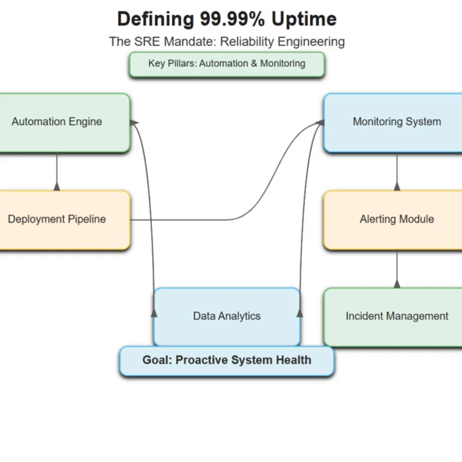Welcome, everyone. Today, we're diving deep into the SRE toolkit, exploring essential strategies to achieve that coveted 99.99% uptime. This isn't just about keeping the lights on. It's about engineering a resilient system that can withstand the unexpected. Our journey begins by truly defining what 99.99% uptime means in practice. It translates to just over 52 minutes of downtime per year.